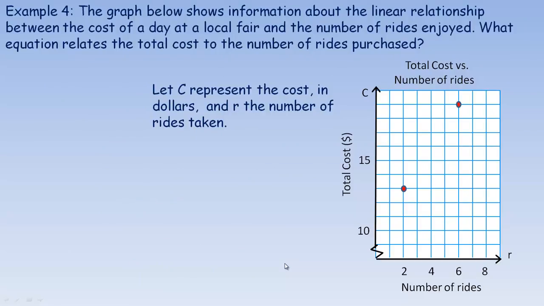Example number 4. The graph below shows information about the linear relationship between the cost of a day at a local fair and the number of rides enjoyed. What equation relates the total cost to the number of rides purchased?